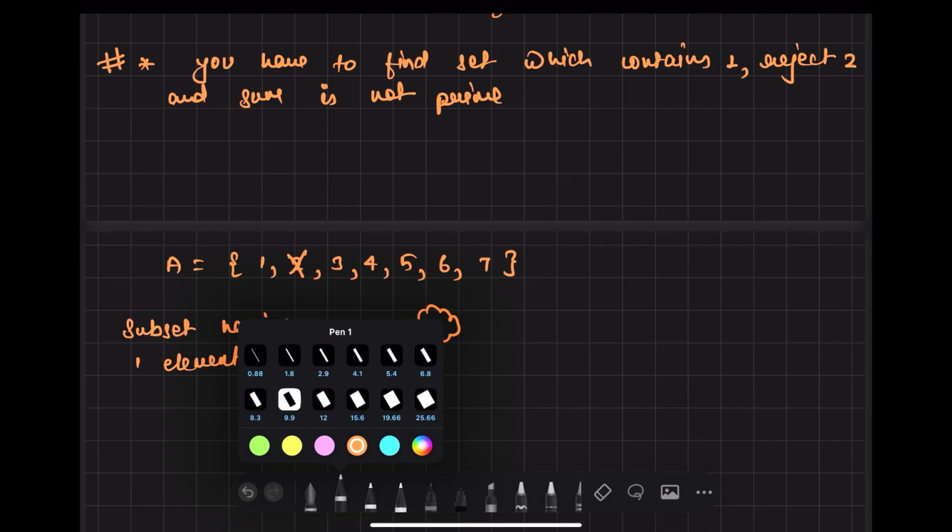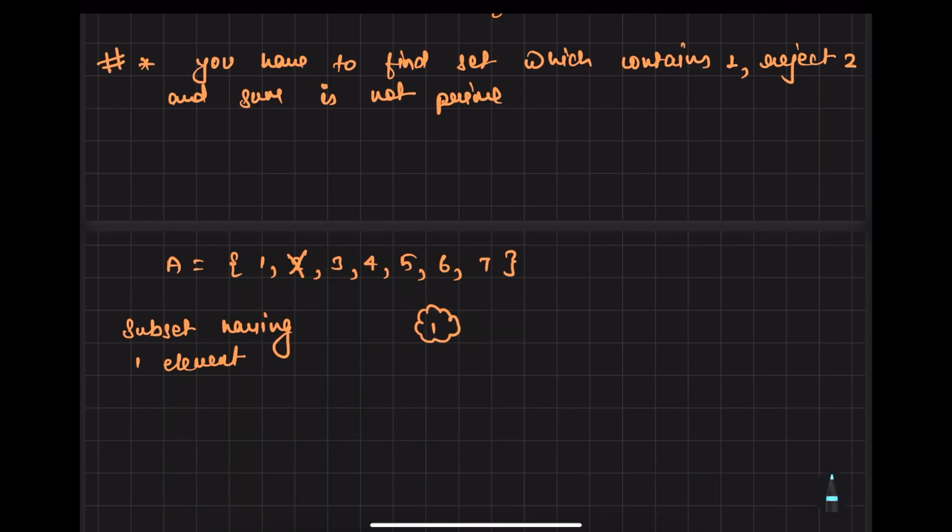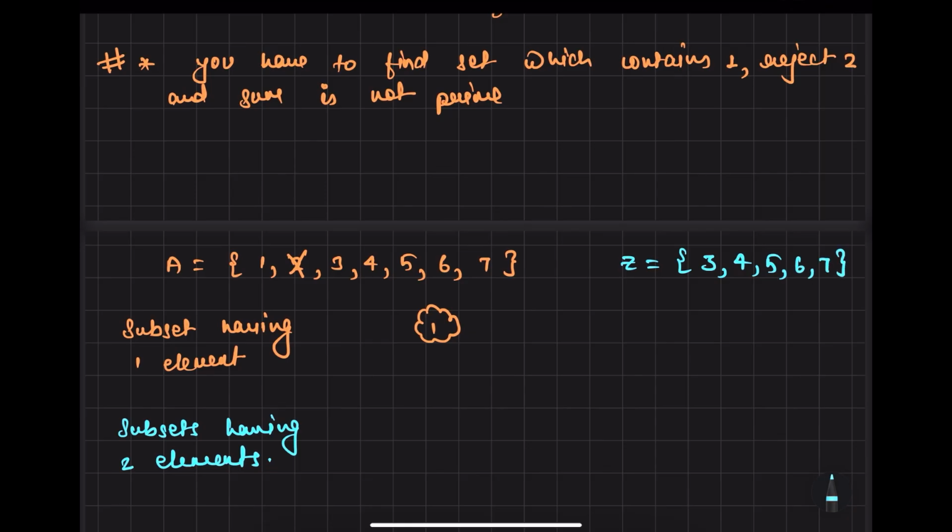Okay. Now let's move on to the subsets having two elements. Now look at this. Suppose that set Z is, you have already included 1, so in every set you will keep 1, and then the remaining element will be selected from Z. So it is 3, 4, 5, 6 and 7.